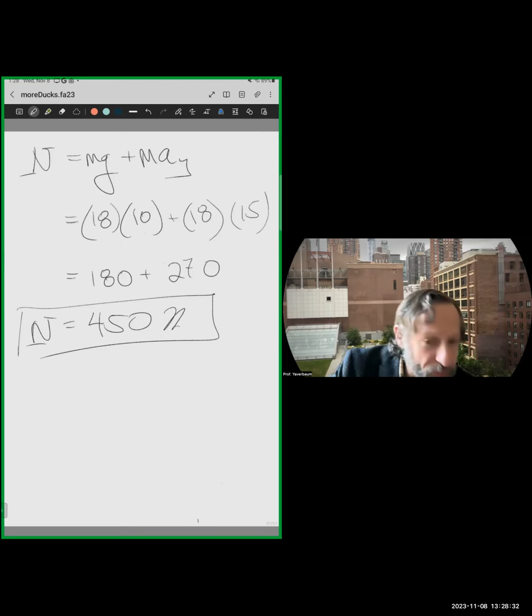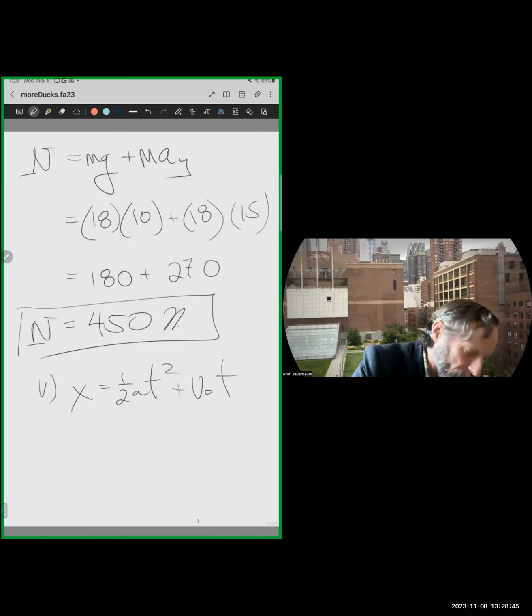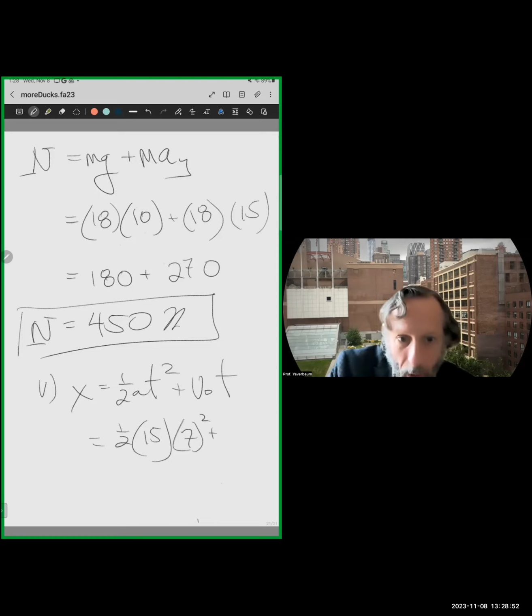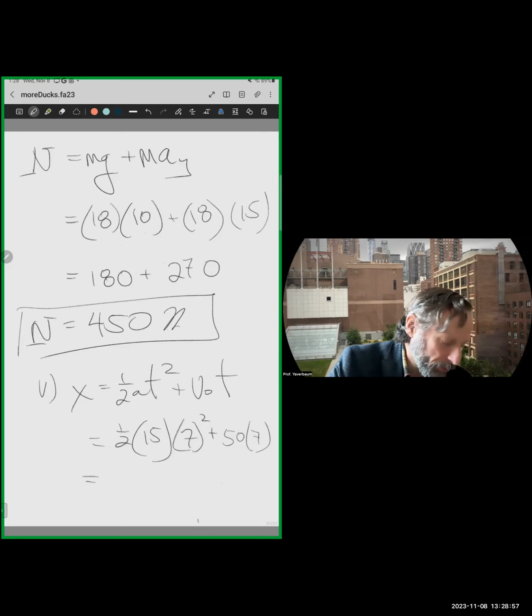From the perspective of the ground, just to finish the problem, I guess, how far will the duck have traveled after 7 seconds? Well, that's where the velocity comes in. Like x equals 1/2 at squared plus v naught t. So this goes back to regular physics, and that's the whole point. 1/2 times 15 times 7 squared, so 49 times 15, and v naught, they said, was 50 times 7. This is the last thing we're doing today.